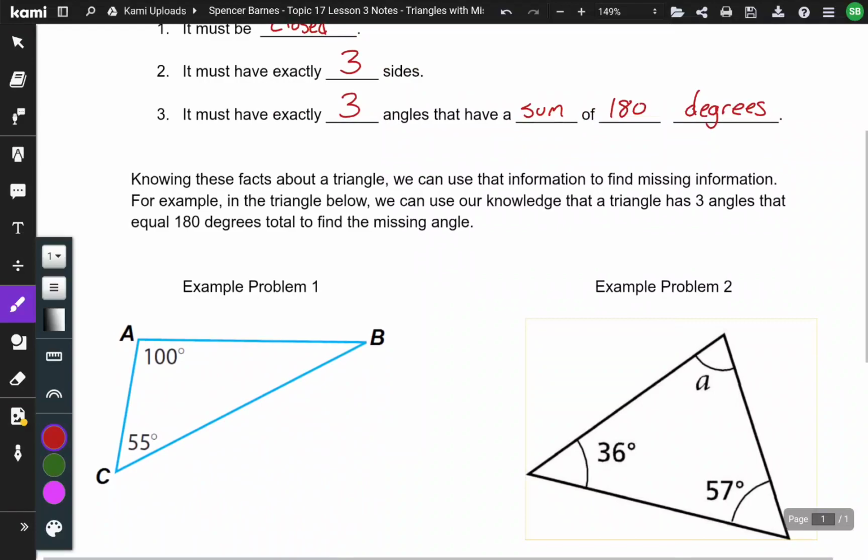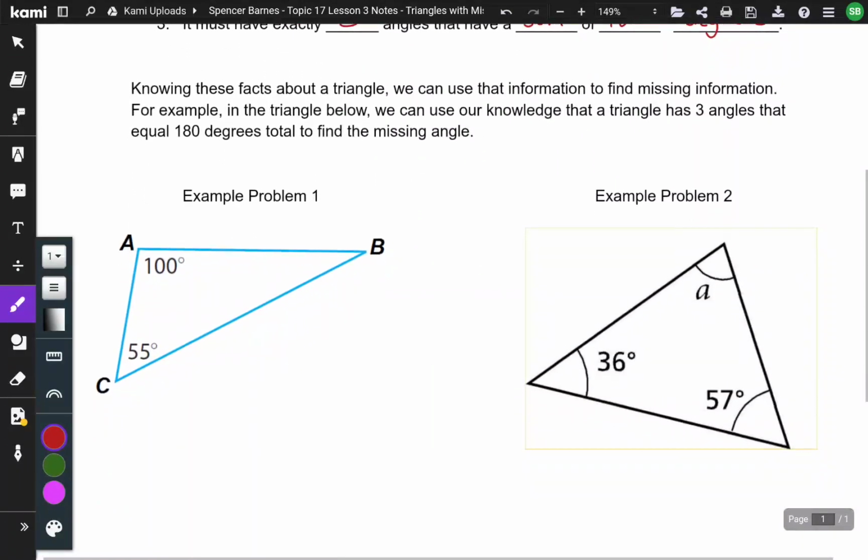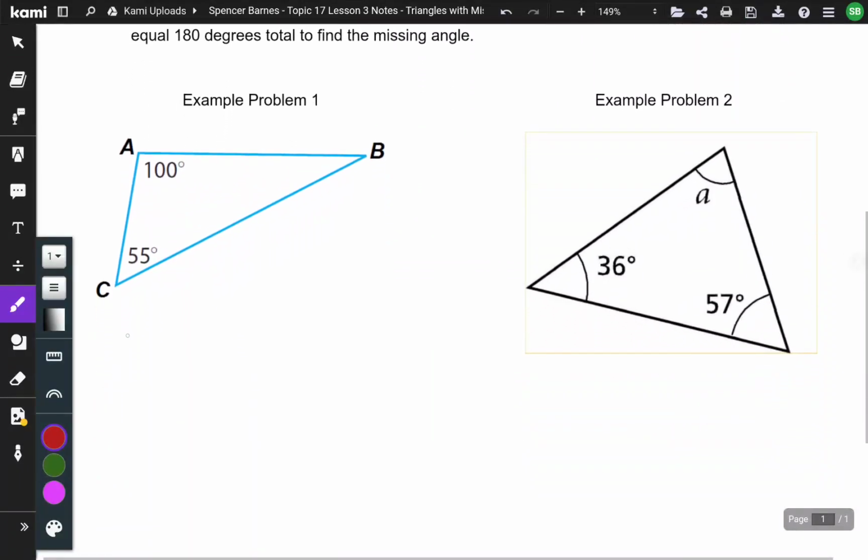For example, in the triangle below, we can use our knowledge that a triangle has 3 angles that equal 180 degrees total to find the missing angle. So I know angle A plus angle B plus angle C has to equal 180. Well, let's plug in the information I know. I know A is 100 degrees. I don't know angle B. And I know angle C is 55 degrees. Okay, and all together that equals 180 degrees.